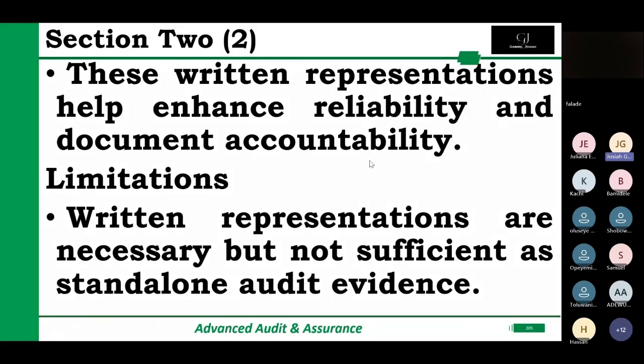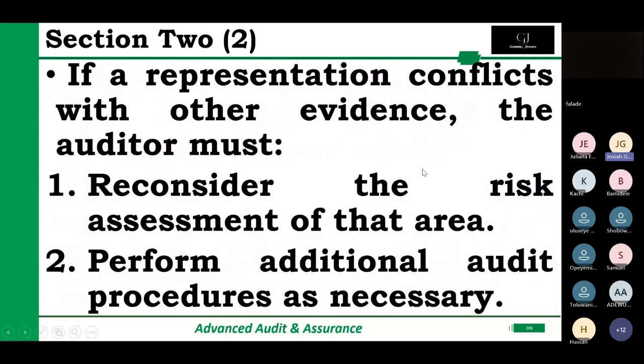Okay, so I was talking about the limitations around written representations, because if representations are not in writing, they are not sufficient as audit evidence under the standards, and they may not support the audit evidence gathered by the auditor during his work. So if written representations also conflict with other evidence, then the auditor has issues. Management said this, and his evidence is pointing to another thing. The auditor needs to reconsider the risk assessment of that area that conflicts with his evidence and what management has provided as their own answer or assertion.